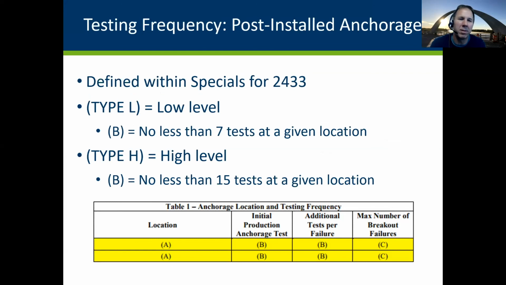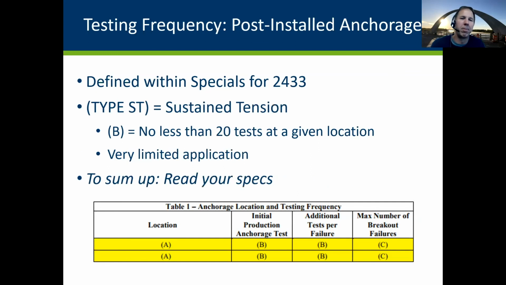So for these different situations, there will be a type L, which is a low level of testing. So the table you will see in your special provisions is going to have a lower test rate filled out by the engineer in the office. For a high level, there's a minimum number of tests, so 15 tests at a given location. So it's guaranteeing that we have a good installation out there. We even have what's called a sustained tension pay item now, and that's going to be a higher degree of certainty that we want with those.